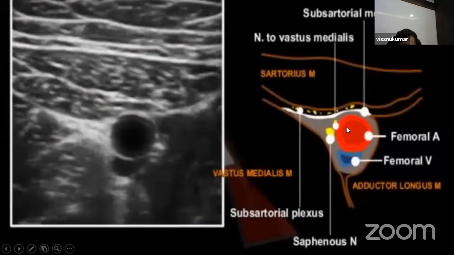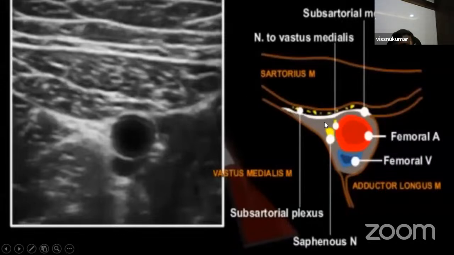So see here, this is the artery, this is the femoral vein, and here we have this white thing, which is nothing but the fascia connecting the vastus medialis muscle and the adductor magnus muscle. So this is the vastoadductor membrane. When we bring our needle from lateral to medial, the needle should come like this.